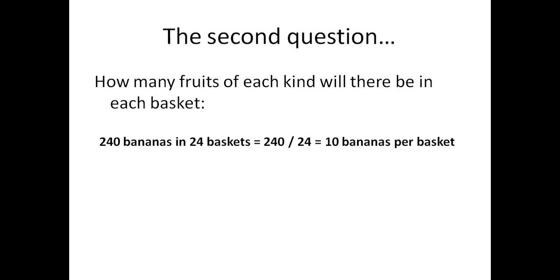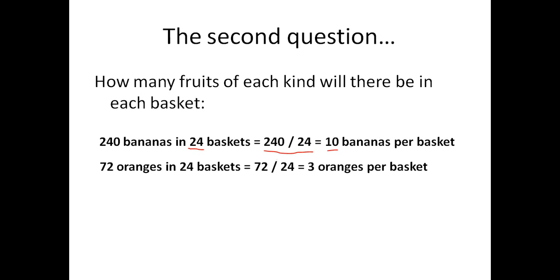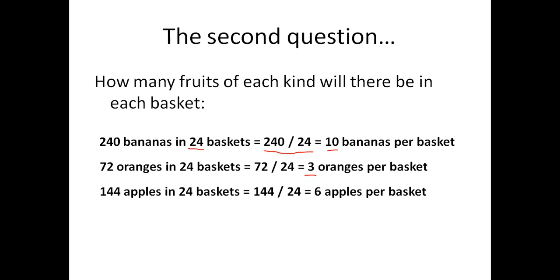Well, remember we had 240 bananas. Since we had 24 baskets, because this is the highest amount of baskets we may have, we just do the division and you will find that you will have 10 bananas per basket. So we can do the same in the other two fruits. We have 72 oranges in 24 baskets, which means that you are going to have 3 oranges per basket. And finally, 144 apples in 24 baskets. Again, you do the division and you find that you will have 6 apples per basket.